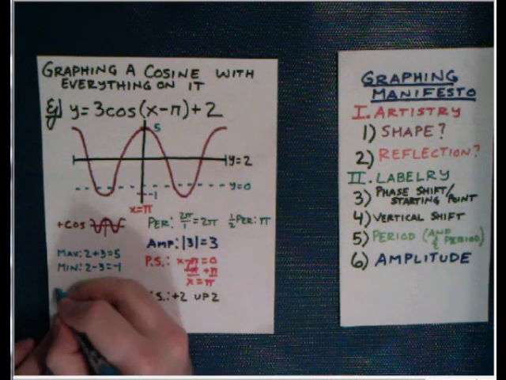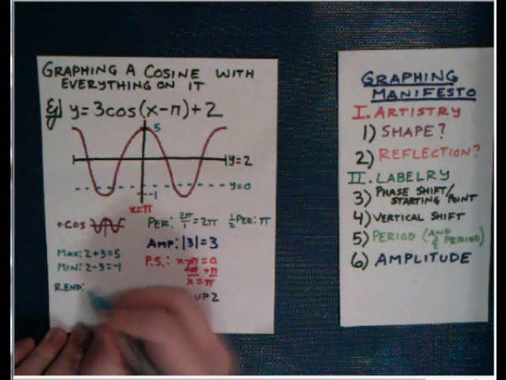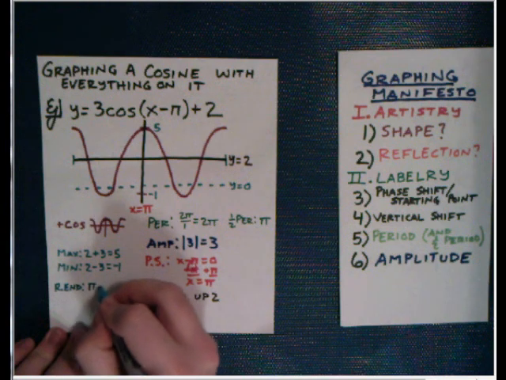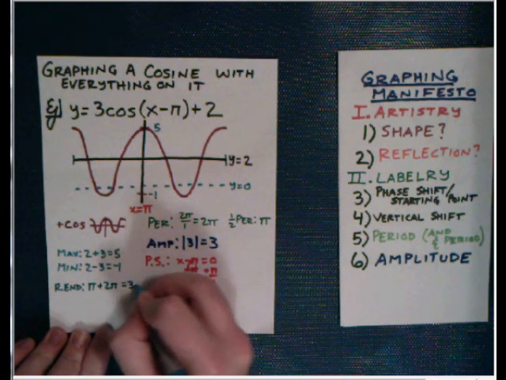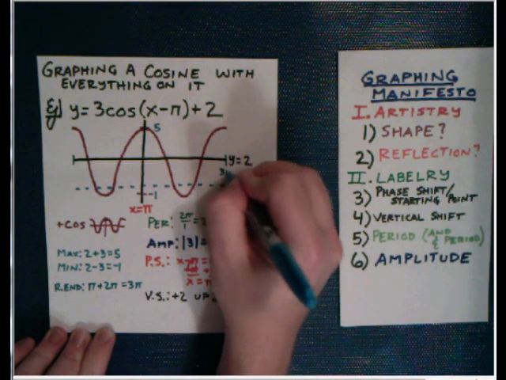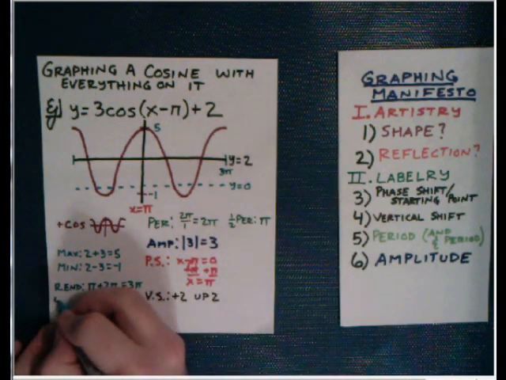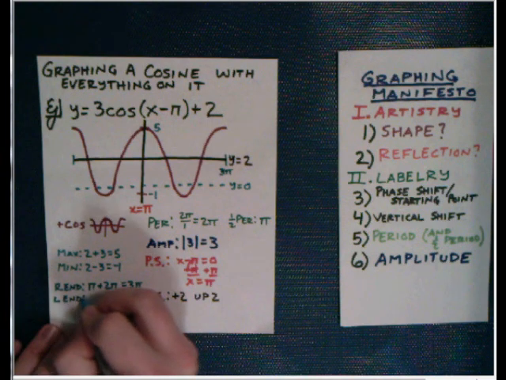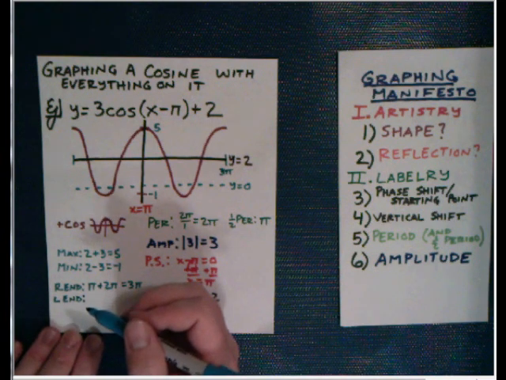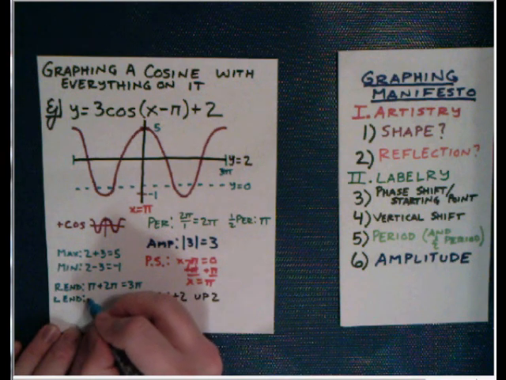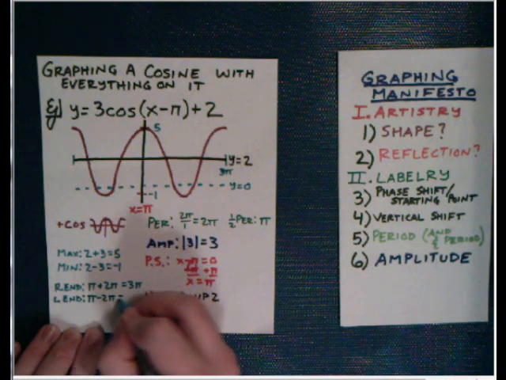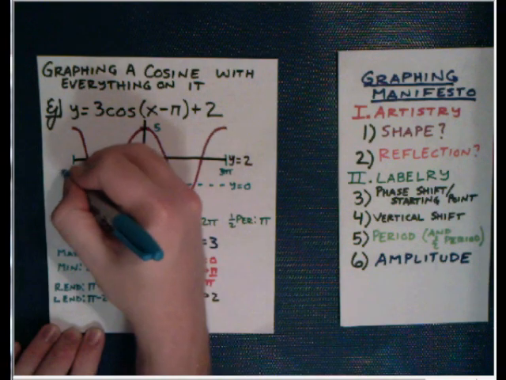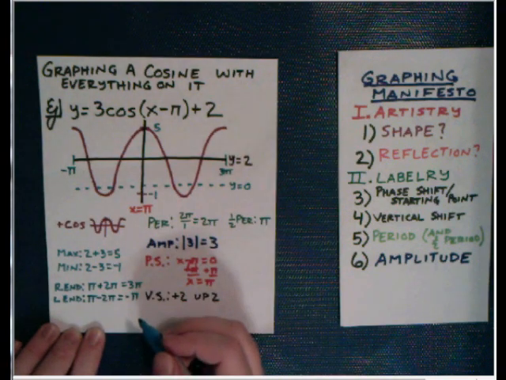So for the right end, I'm going to find that by taking my phase shift of pi and adding a period. So pi plus 2 pi is 3 pi. So that guy will be right here. And then for my left end, again, these terms I just completely made up right now. They're nothing technical. But to find that, I'll take my phase shift of pi and then subtract a period and get negative pi. So all the way over here is negative pi.